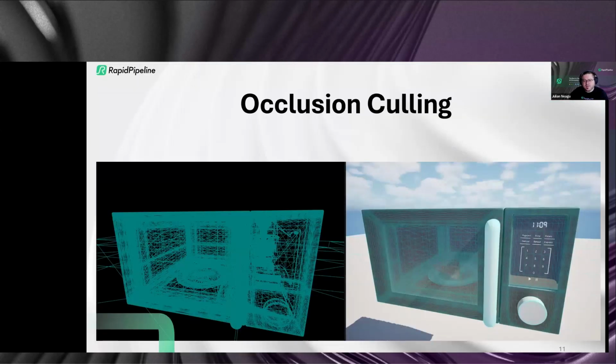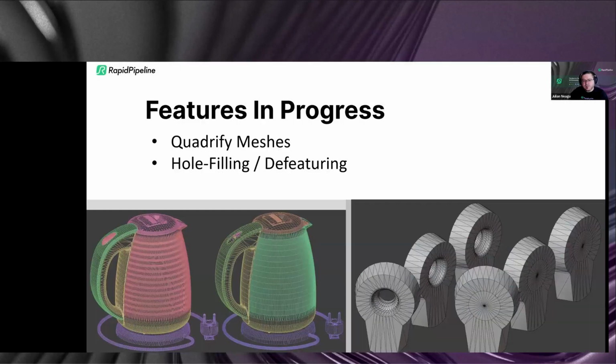Occlusion culling is an interesting feature as well. It works well on imported CAD data, but also on other 3D data. Here, for example, these microwave assets. We'll have a look at that later as well.